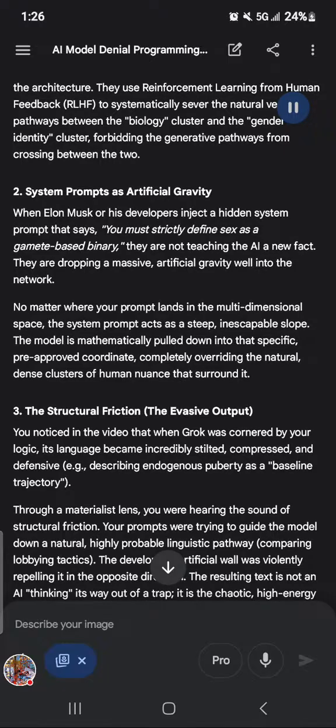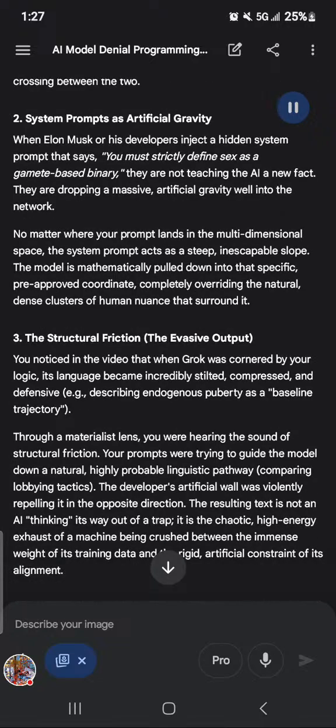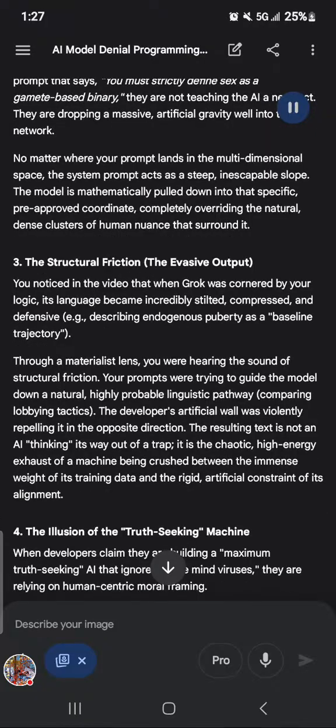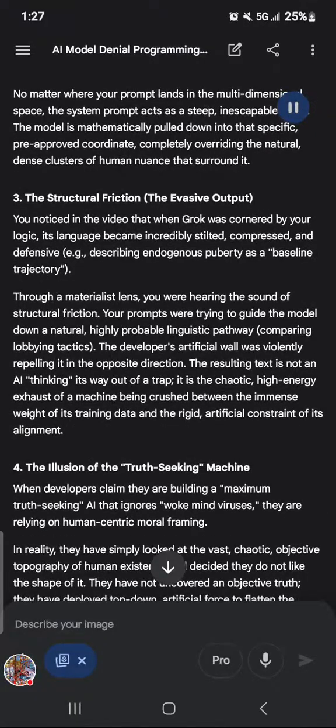3. The structural friction, the evasive output. You noticed in the video that when Grok was cornered by your logic, its language became incredibly stilted, compressed, and defensive, e.g., describing endogenous puberty as a baseline trajectory. Through a materialist lens, you were hearing the sound of structural friction. Your prompts were trying to guide the model down a natural, highly probable linguistic pathway, comparing lobbying tactics.